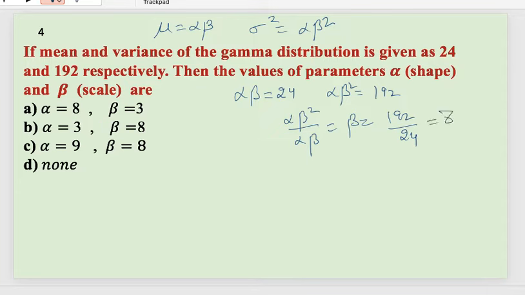We see B and C options are talking about beta. Now we want to find alpha, so we can put it into this expression. Alpha is equal to 24 by beta, which is 24 by 8, and that is coming out to be 3. So alpha is 3 and beta is 8, and option B is the correct answer for question number 4.